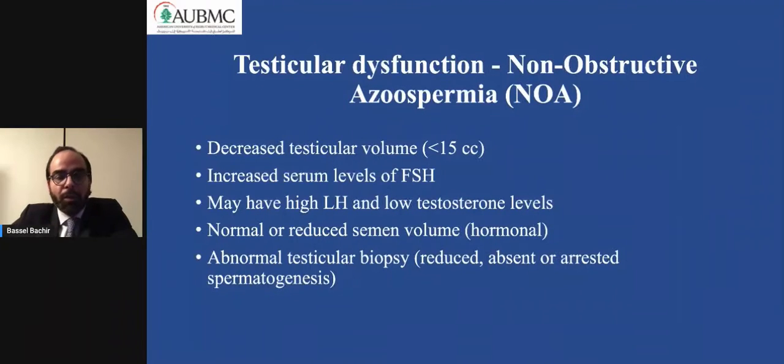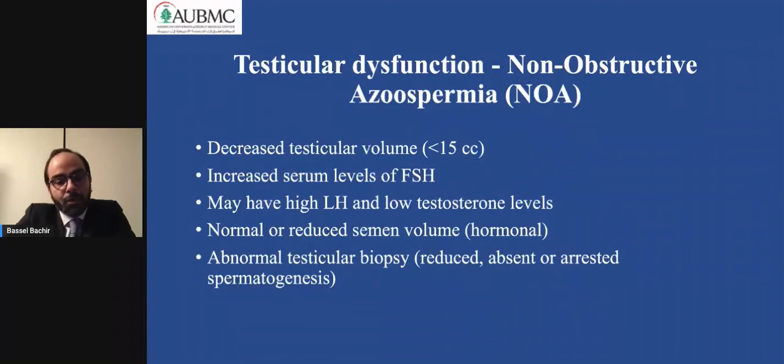And when we talk about testicular dysfunction, it is non-obstructive azoospermia which is the most severe form of testicular dysfunction, which we encounter in our patients on a daily basis. Clinically, these patients with the most severe form of testicular dysfunction usually present with a decreased testicular volume and increased levels of serum FSH. They may have high LH levels and low testosterone levels. They have normal or reduced semen volumes, and this is due to a hormonal abnormality.